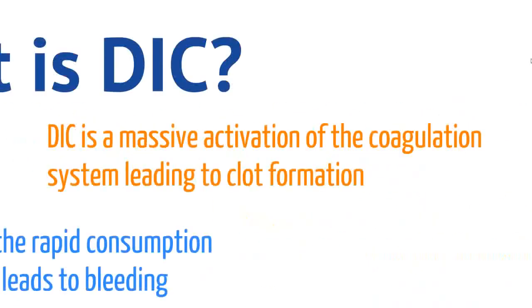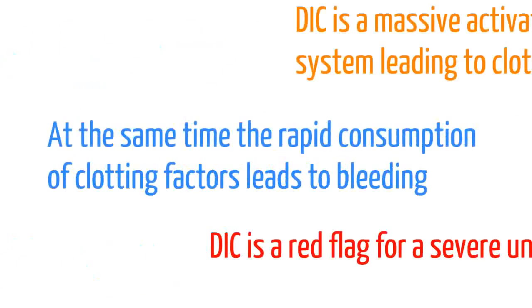DIC is a massive activation of your coagulation system, leading to multiple clot formations throughout the body, from macro to micro thrombi. At the same time, because your body is using up all these factors to create these clots, there are not enough clotting factors left to prevent your body from bleeding. So DIC is not only characterized by clot formation, but also by excessive bleeding.